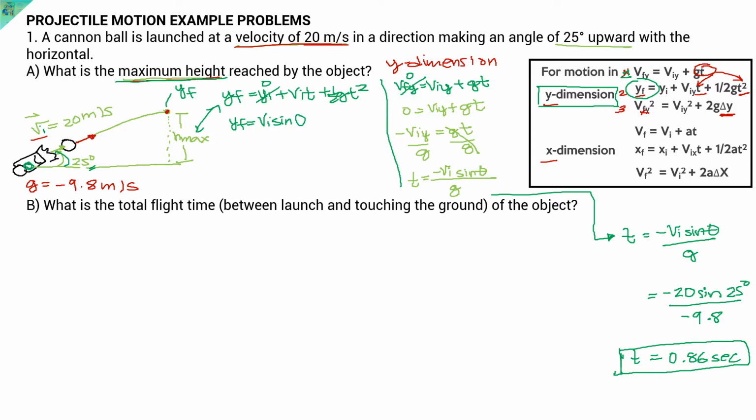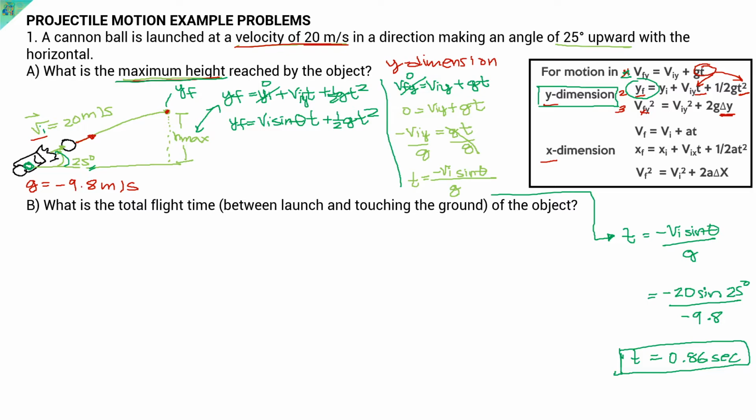So our final formula is YF is equal to VI sine theta. Again, where did we get our sine theta here? Because we are to talk about VIY. And our VIY is VI sine theta multiplied by time plus 1/2 gravity times time squared. So this is now our final formula in trying to search for our maximum height or our YF.